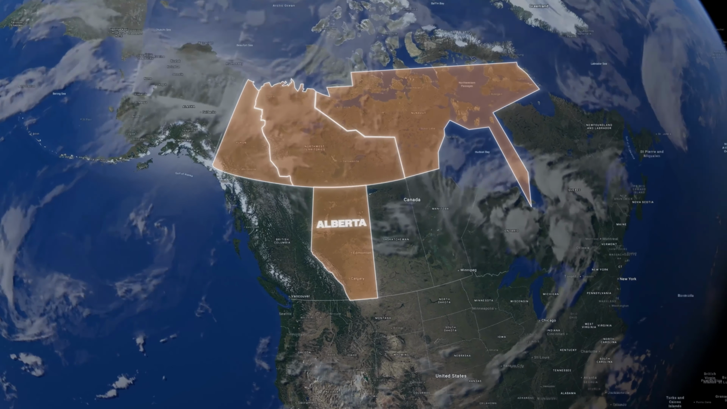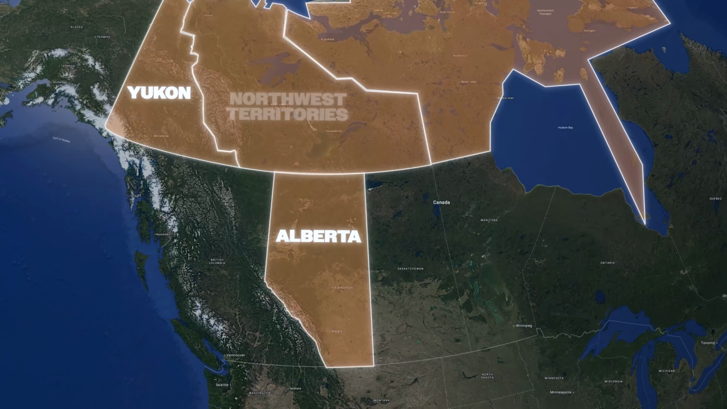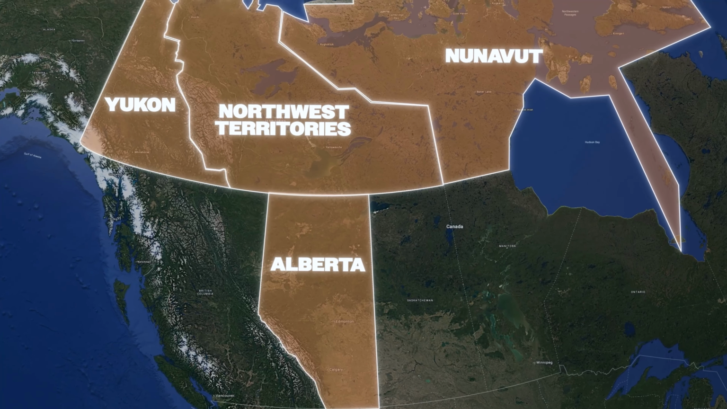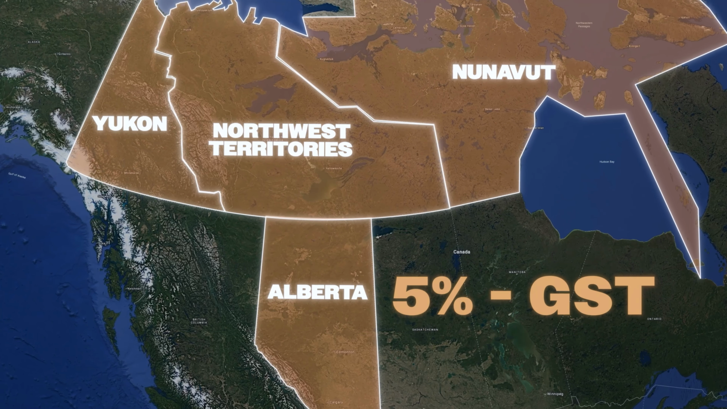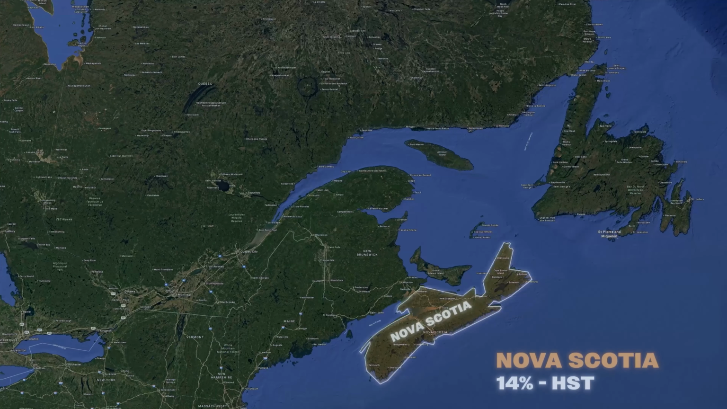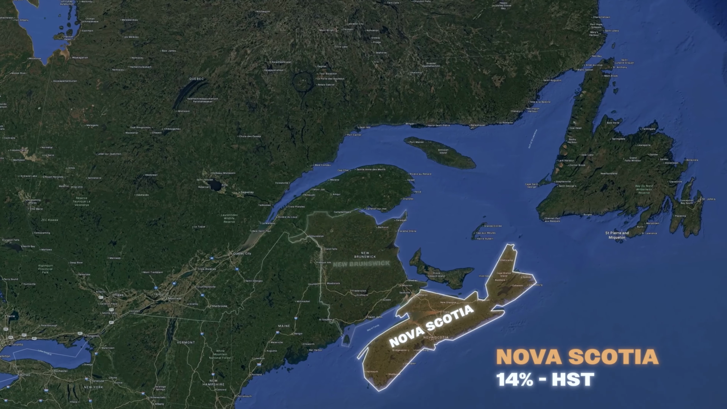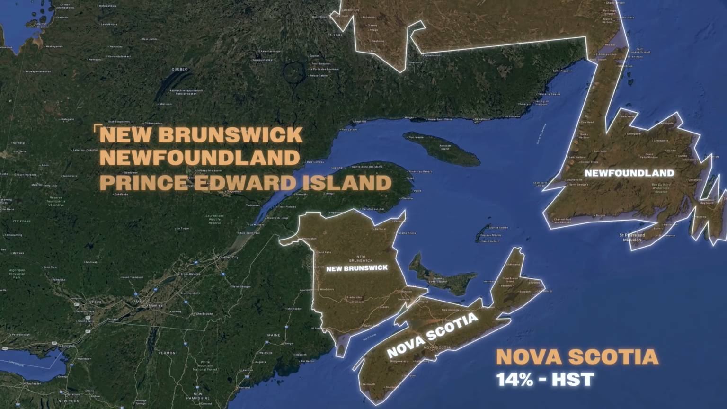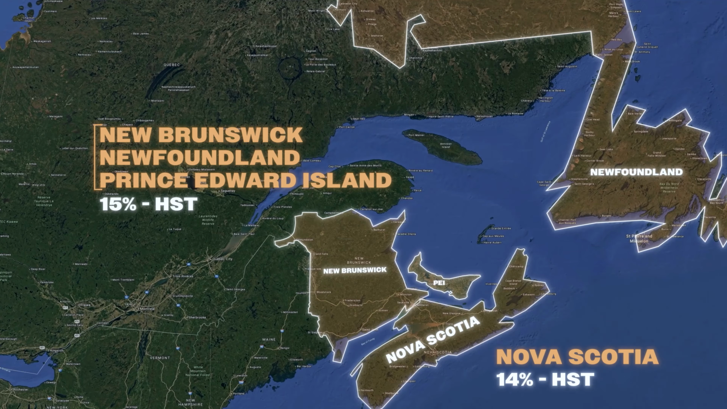Here's where it gets even more interesting. As of 2025, Alberta, Yukon, Northwest Territories, and Nunavut keep things simple. Just the 5% GST. But not every province plays along. Ontario charges 13% HST. Nova Scotia is 14% now. And New Brunswick, Newfoundland, and PEI all charge 15% HST. When a province charges HST, it means there's only one filing, one rate, one payment to CRA.